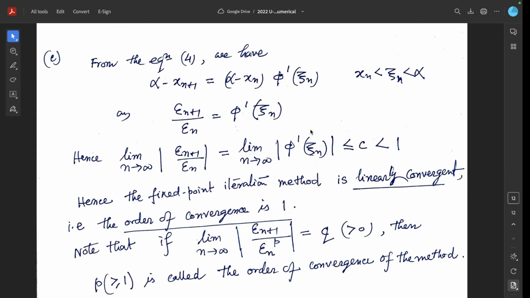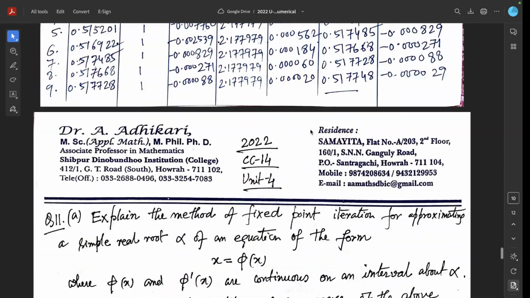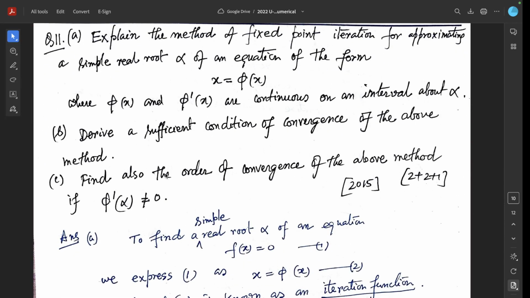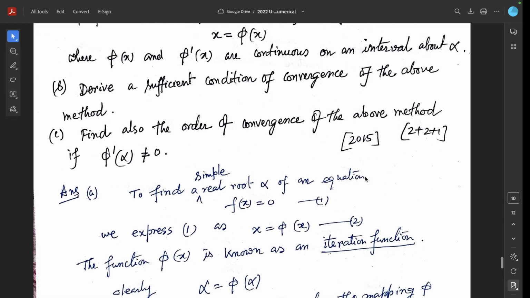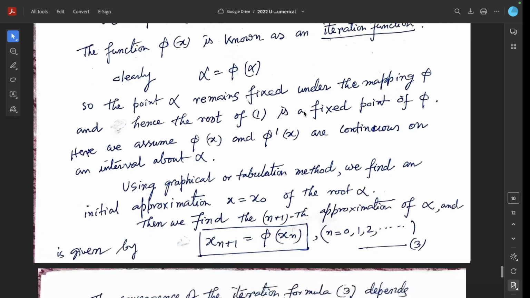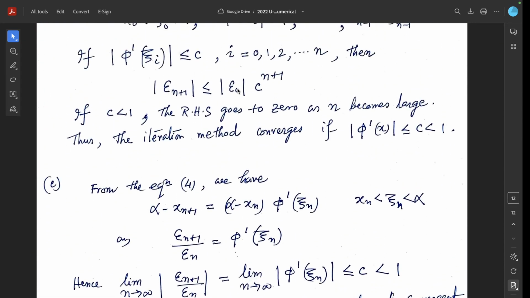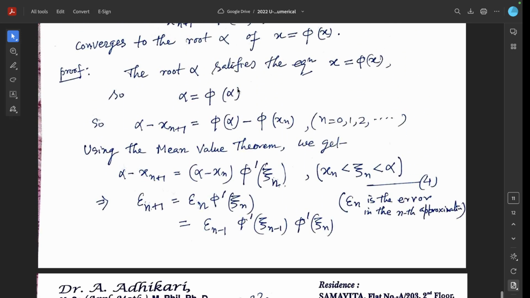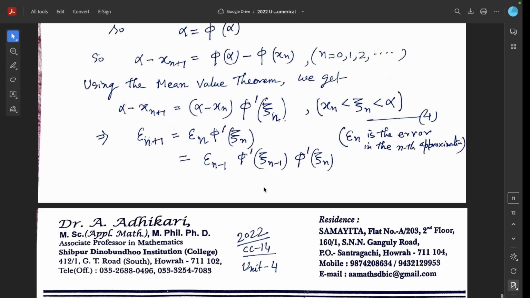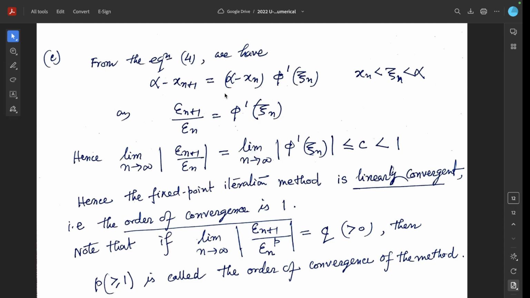Question C: find also the order of convergence of the above method if phi dash alpha is not equal to 0. From equation 4, alpha minus x n plus 1 equal to alpha minus x n times phi dash xi n. From equation 4 we get epsilon n plus 1 by epsilon n equal to phi dash xi n.